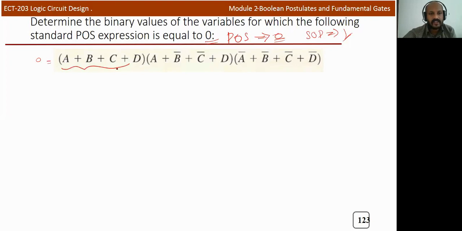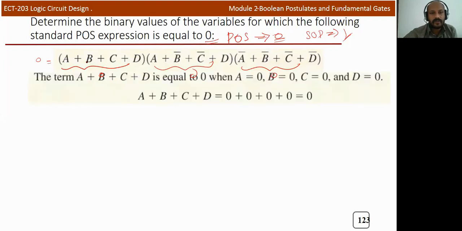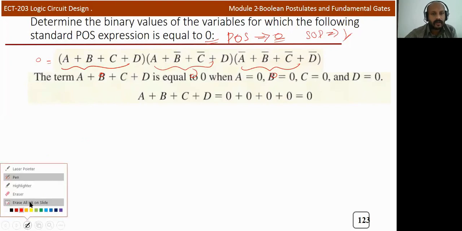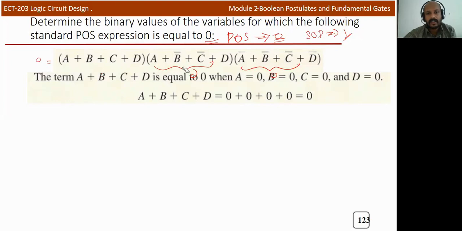Means either the first term is equal to 0, or the second term is equal to 0, or the third term is equal to 0, or all the terms can be 0 also. In order to get the first term equal to 0, ABCD is equal to 0. And one more thing, this is a sum term. In order to get the sum term equal to 0, A should be 0, B 0, C 0, D 0. Then the sum is equal to 0. So when ABCD is equal to 0, the function value will be 0.